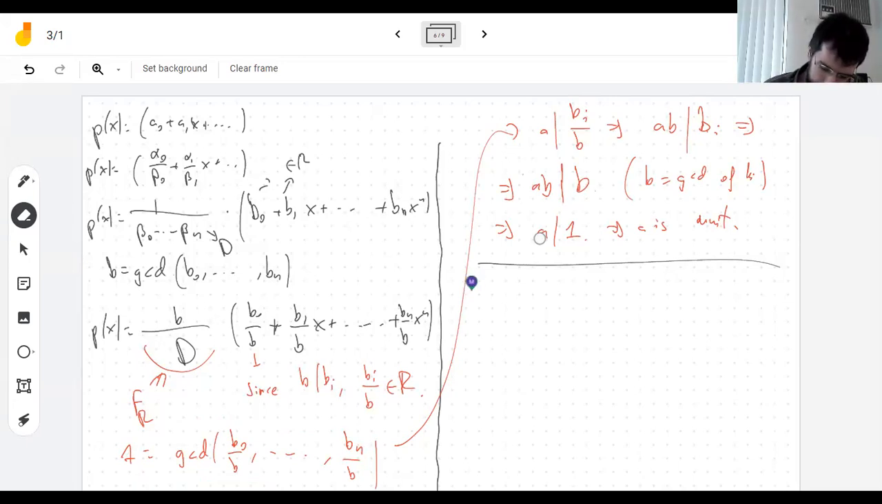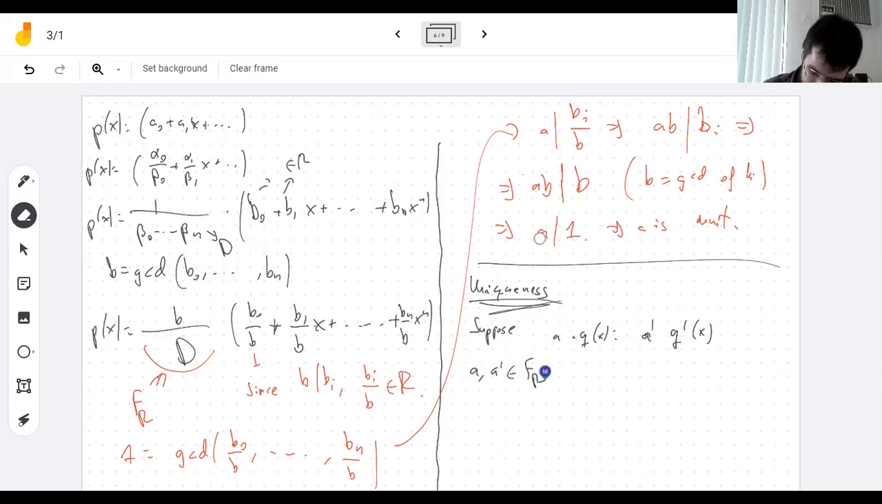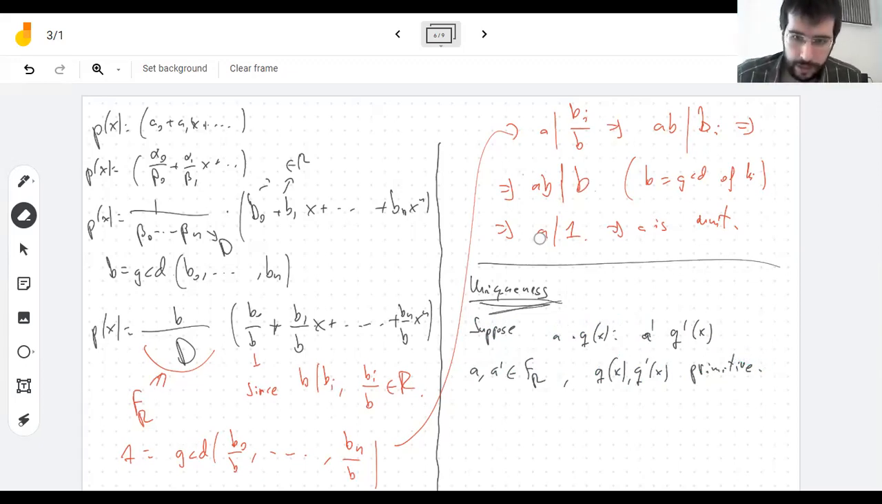Okay, so uniqueness. Suppose we wrote this in two different ways. These are constants and these are primitive. Let's show that A has to be equal to A prime.